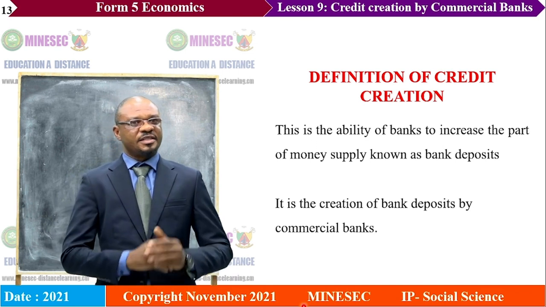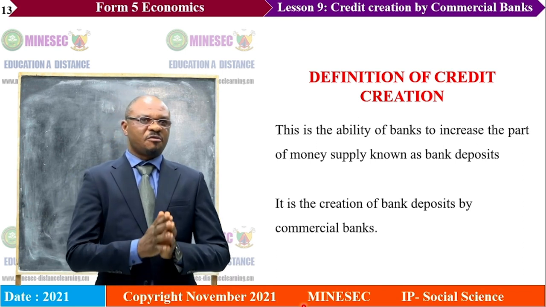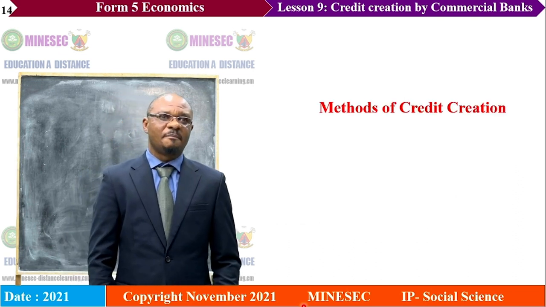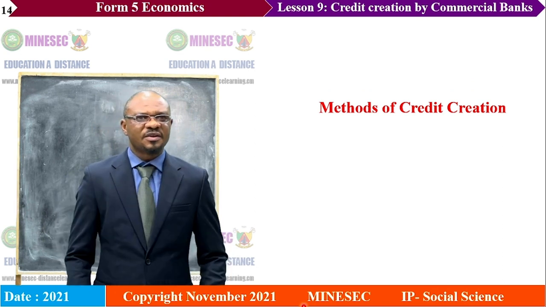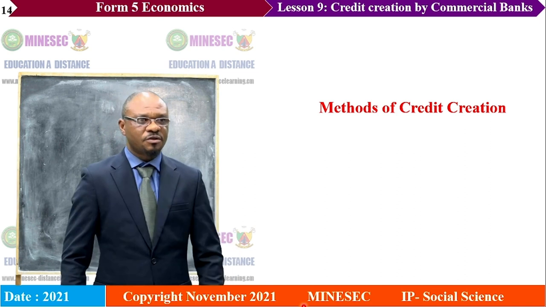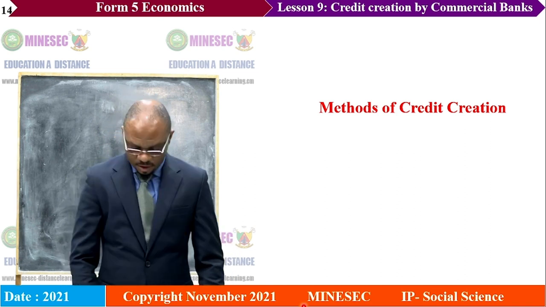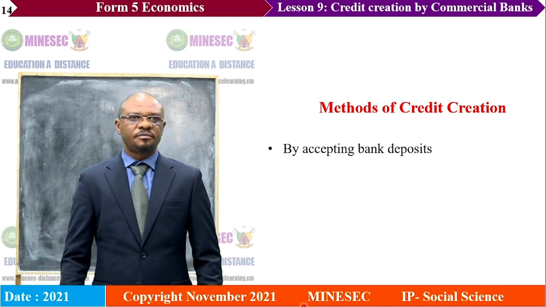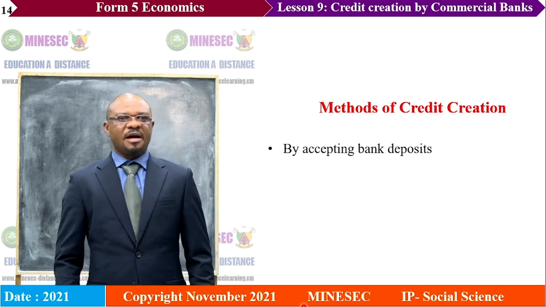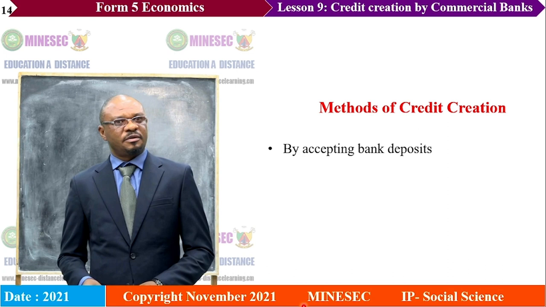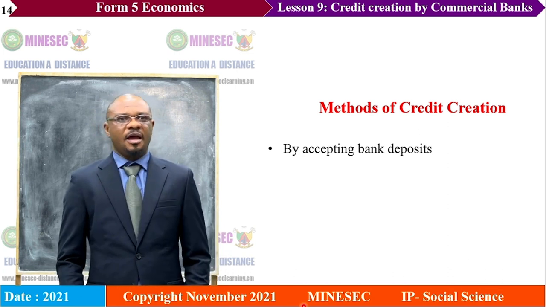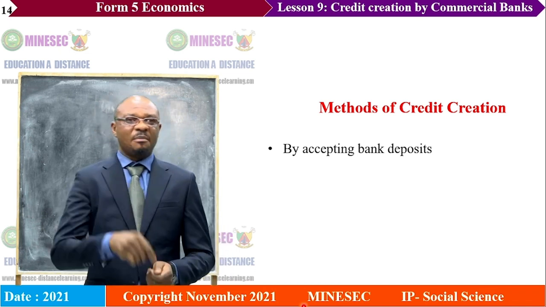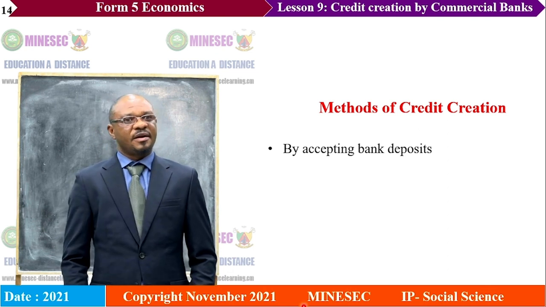So again, credit creation is the ability of banks to increase the part of money supply known as bank deposits, or the creation of bank deposits by commercial banks. So how do banks create credit? Here we are looking at the methods of credit creation. First, banks create credit by accepting deposits. When a customer makes a deposit, the bank opens an account in the name of that customer, and then deposits the amount in it. That means that bank deposits increase by the amount of money deposited. That way, the bank creates credit.